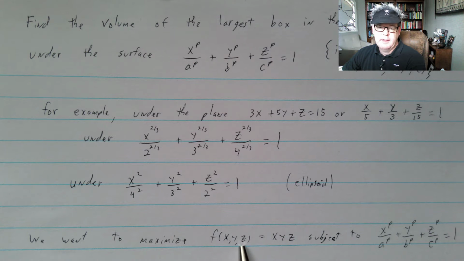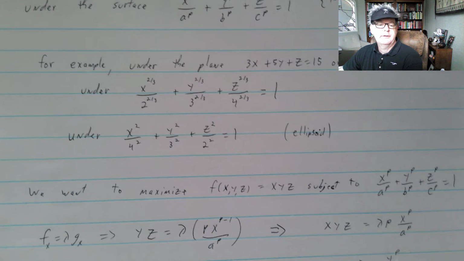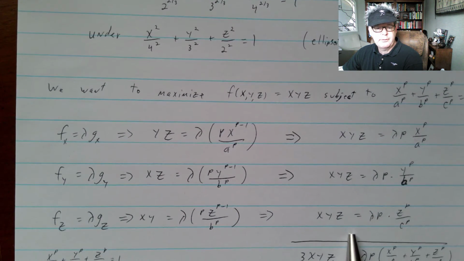So the volume is going to be length, width, height, but that will be given by x, y, z of the vertex that touches the surface. So essentially we want to maximize x times y times z, subject to being on the surface in the first octant. And so if we use Lagrange multipliers, then we've got to solve these 4 equations.